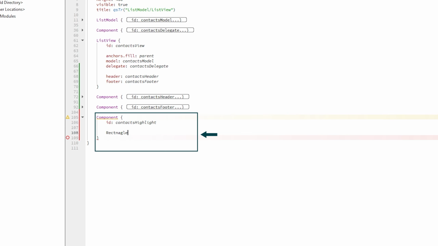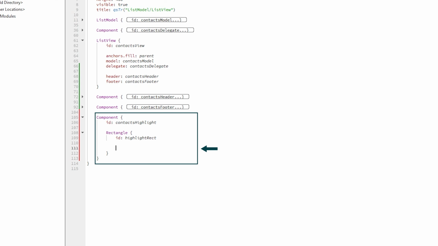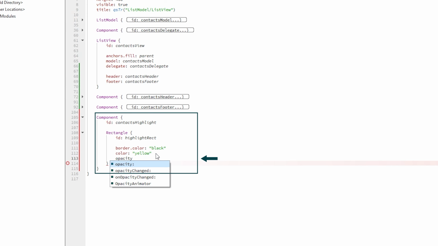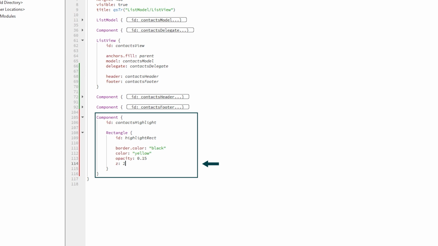The highlight property takes a component which will appear over the current index on the list view. So, we will create a component with a slightly translucent rectangle in it which will appear on top of our current index. It is important that we set the Z property to 2, because by default it will appear behind the delegates in the view.